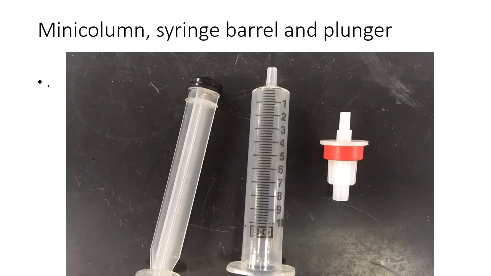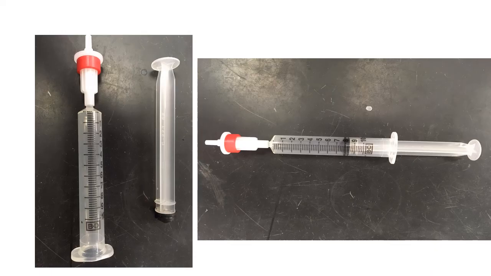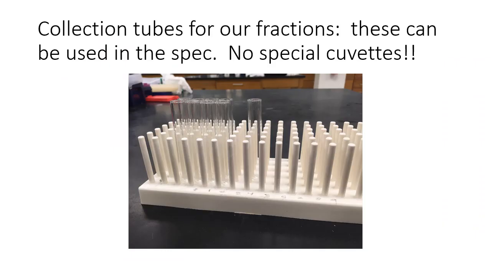Not really. Okay, so here's what the mini column is going to look like. We've got the little mini column that we bought, and it's going to be attached to a 10 cc syringe that has a plunger. Okay, so here's the separate parts, and when we attach them, we will then be able to put our dye mixes, or our diluted dye mixes, through the column in such a way that the dyes will stick to it, and then we can switch to the different methanols in order to elute them successively. Okay, here's our tubes for our fractions. These are not cuvettes, they're just tubes, but they work fine in the spec, and moreover, do not have to be washed. Yay.